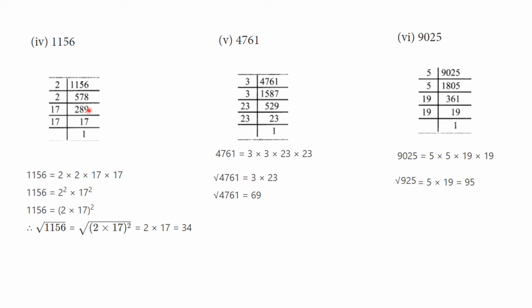So 289. For 289, which number do you have to divide with? 17 only, because that is the prime number. 17 seventeens are 289. So you write the factors: 2 into 2 into 17 into 17. From each pair you take one number. 2 into 2 means you take 2, and 17 into 17 means you take 17. So 2 into 17. What is the square root of 1156? That is 34.